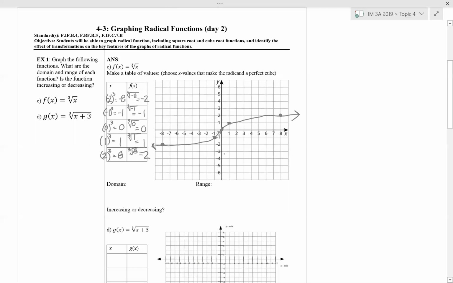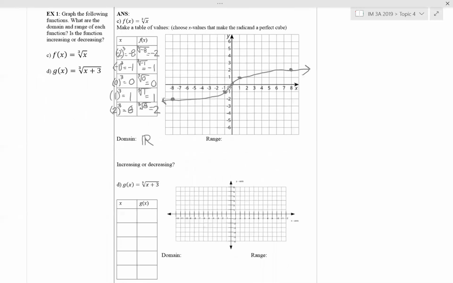Our square root function, remember, was only in quadrant 1 for the parent function, because I can't plug in a negative, that gives me an imaginary answer. And imaginary values are not on this coordinate plane. So what's changing then is our domain and range. Notice that our domain is all real numbers, because I can plug in any value for x, because I can take the cube root of a negative number because of that odd index.